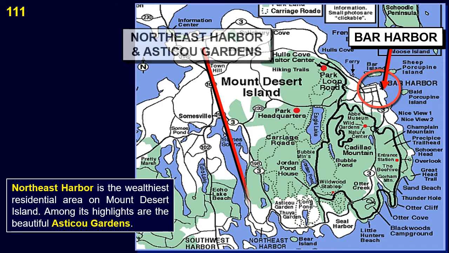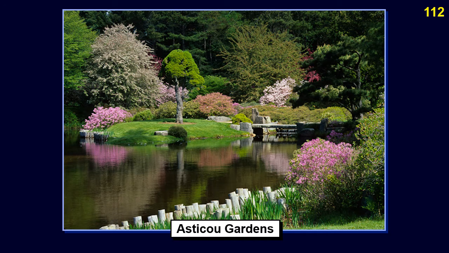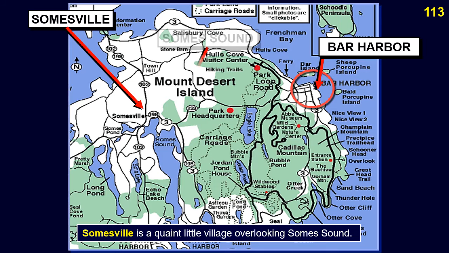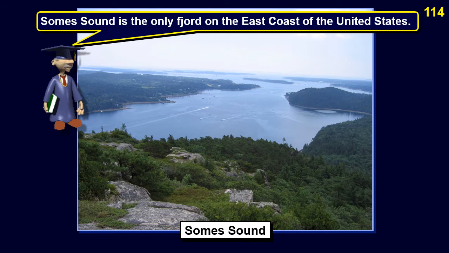Northeast Harbor is the wealthiest residential area on Mount Desert Island. Among its highlights are the beautiful Asticou Gardens. This is the Asticou Gardens. Somesville is a quaint little village overlooking Somes Sound. Somes Sound is the only fjord on the east coast of the United States.